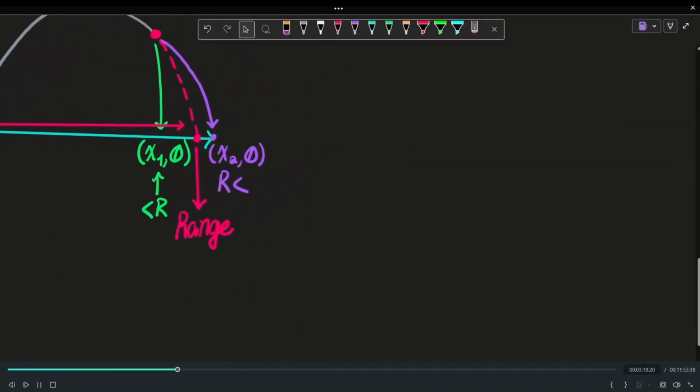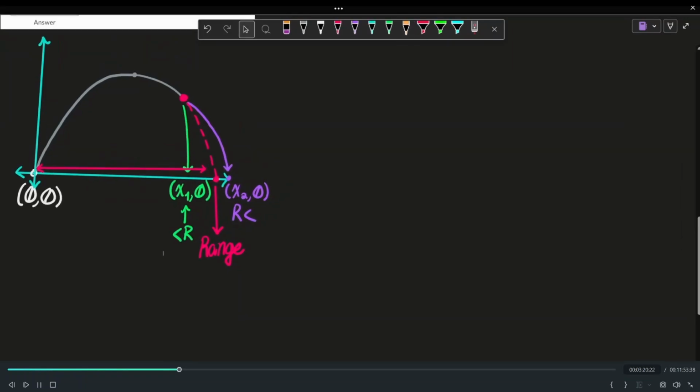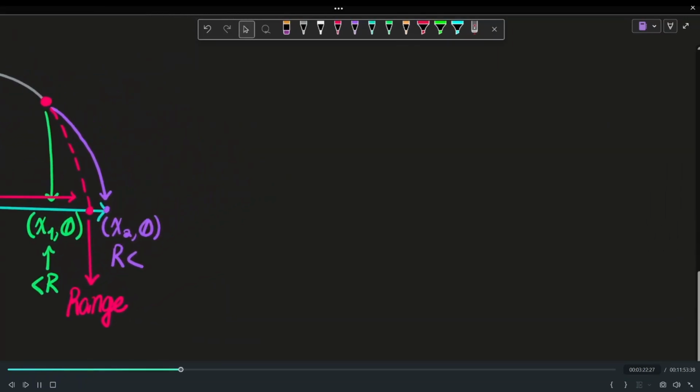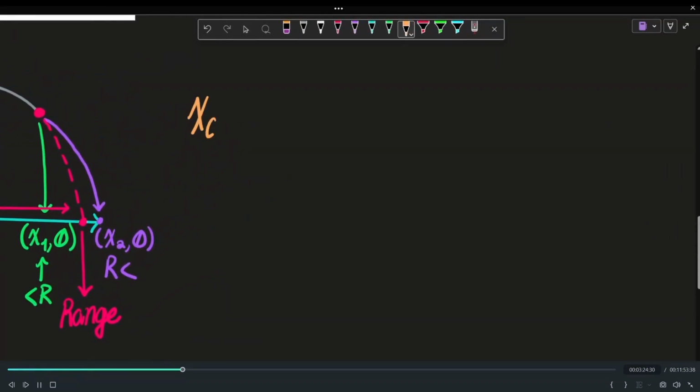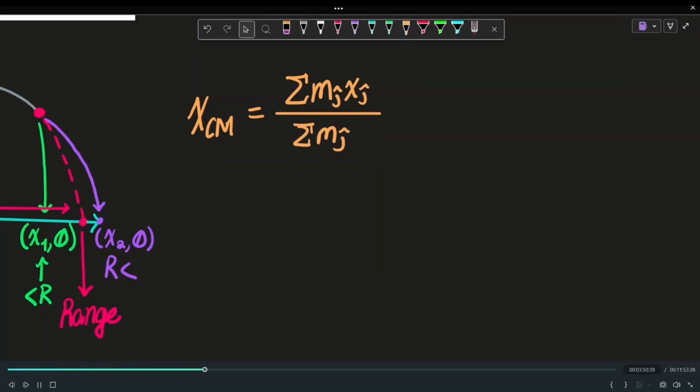We can use an equation that might not immediately make sense, but we can use the center of mass equation, which we know is the sum of the masses and the positions, beginning with j equals 1, over the sum of all these masses. So how does this actually help us?